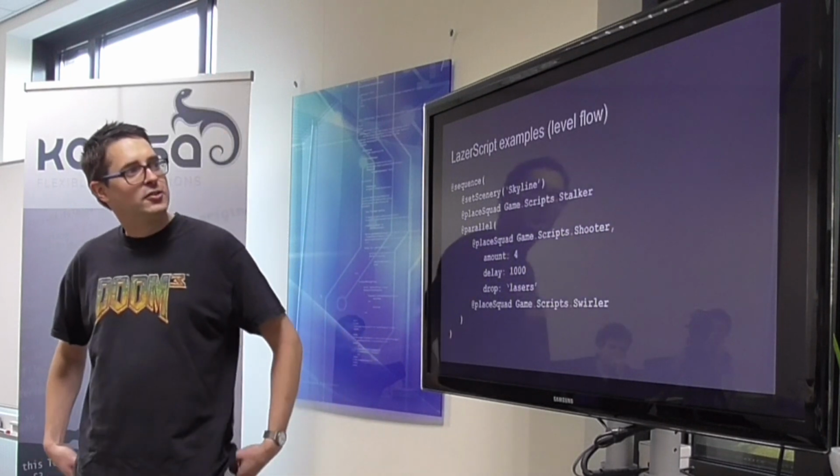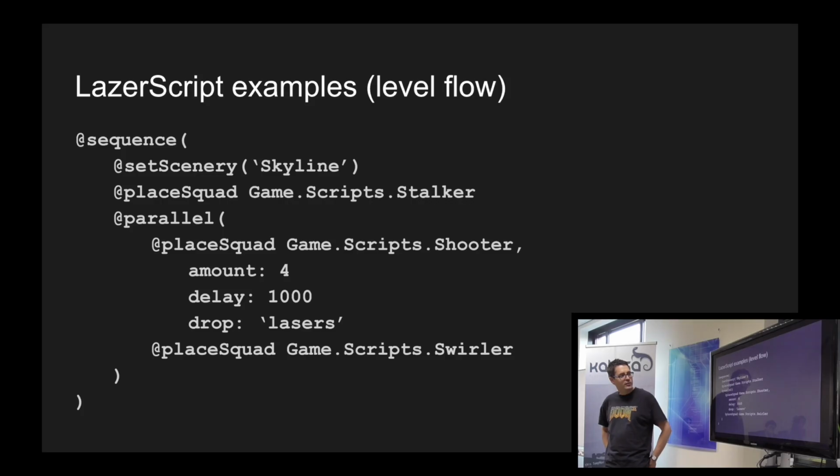So this is a small code example of how stuff looks in a level. It's really some sort of domain-specific language. You set some scenery, place some squad, and in parallel, when this one is either out of screen because his choreography has ended or is killed, then the next step is executed. So this is some basic squad configuration, how many enemies will use this behavior, and they will spawn 1 second behind each other.